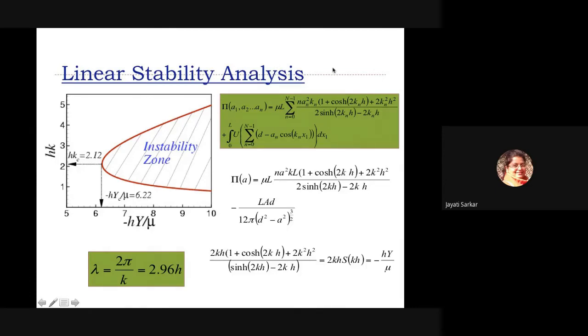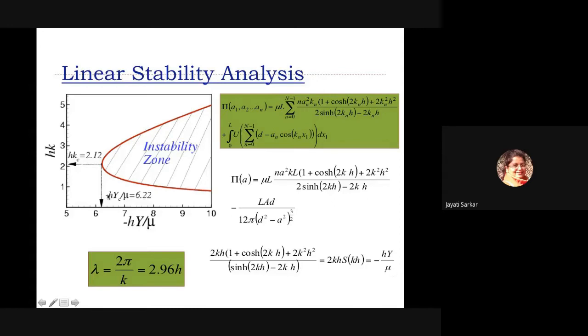So instead of going to the nonlinear analysis as we have done for the liquid film, we can do a linear analysis, where we take a single Fourier mode and see what conditions we get if I minimize this energy. If I minimize this energy with respect to the single Fourier coefficient, we get a condition like this, where the right-hand side is a ratio between Y, the interaction potential, and mu by h, the elastic stiffness of the film.